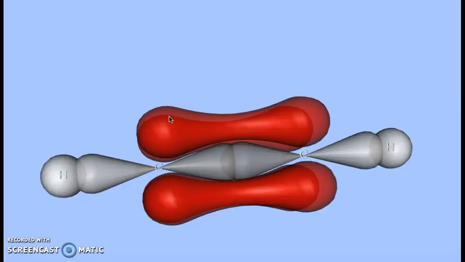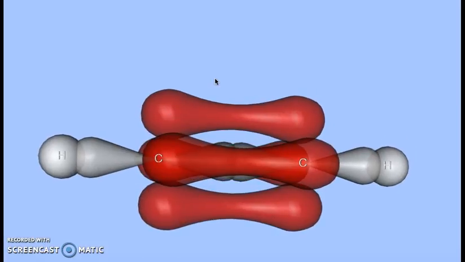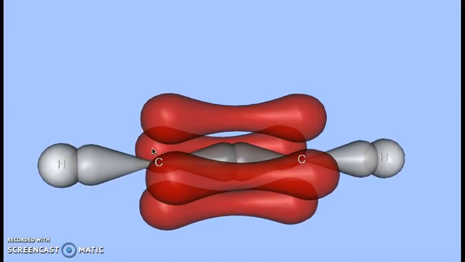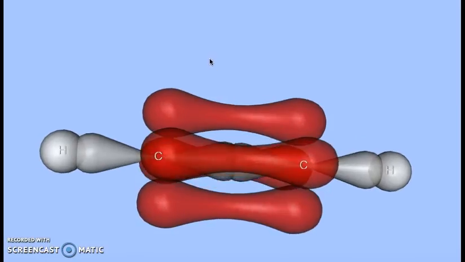In addition, we have our pi bonds. In a triple bond, we have two pi bonds because each carbon atom has two overlapping p orbitals. There's a p orbital on this carbon where we see a lobe above and below the carbon overlapping with the p orbital that has lobes above and below this carbon atom, and there's the overlap in the middle. We also have another set of p orbitals behind this carbon and in front, behind this carbon and in front, overlapping in the middle to form our second pi bond.